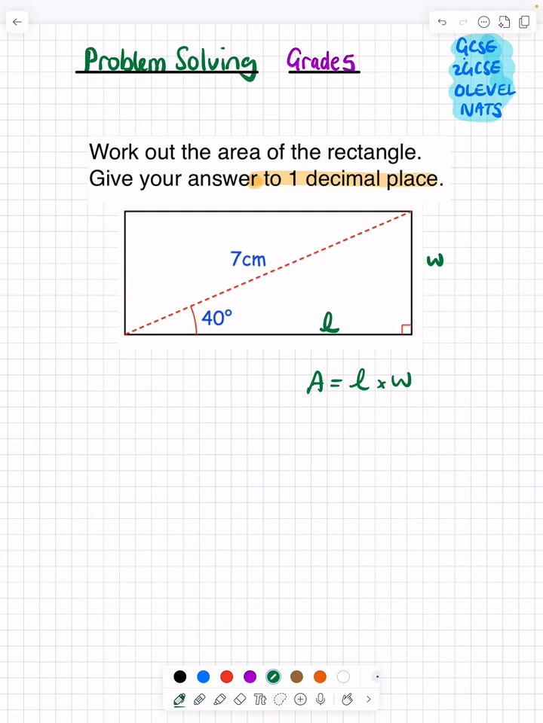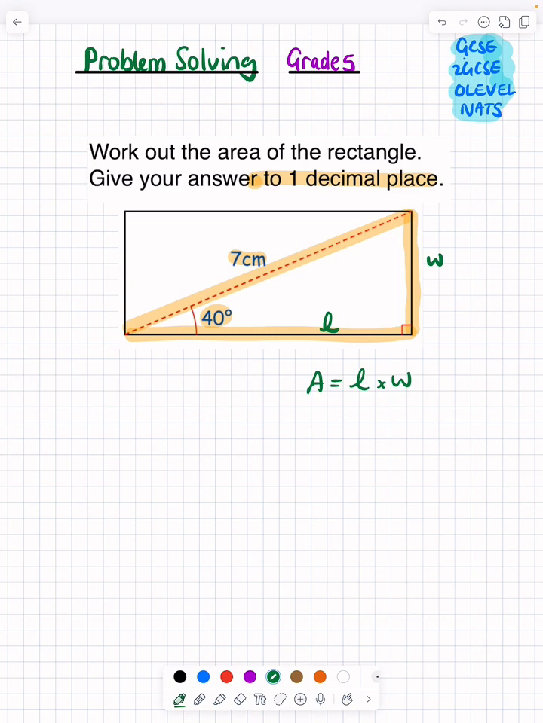And we haven't got any of those values. But what we do have is the diagonal length, so that is given as 7 centimeters. And we have this right angle triangle in a rectangle, and then we have been given one of the angles in that triangle. So we should be able to find out the width or the length of this using trigonometry.